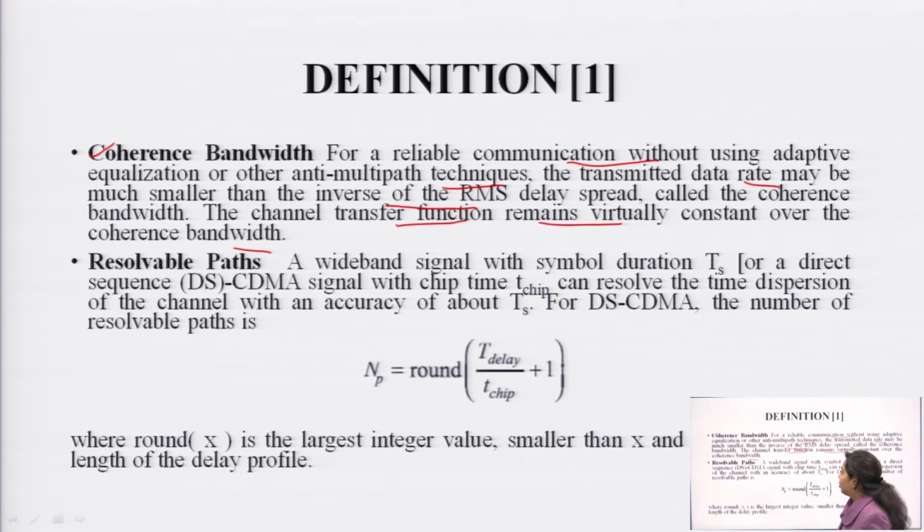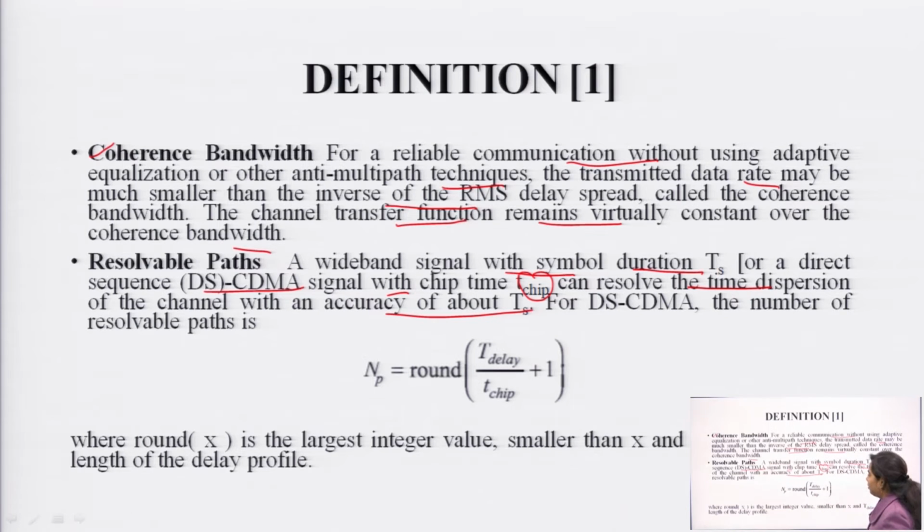So, that is known as coherence bandwidth. Next one is the resolvable path. Now, a wideband signal with symbol duration T s, or a direct sequence DS-CDMA signal with chip time, denoted by T chip, can resolve the time dispersion of the channel with an accuracy of about T s.